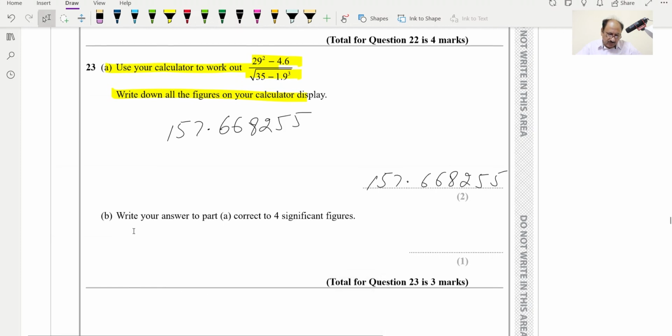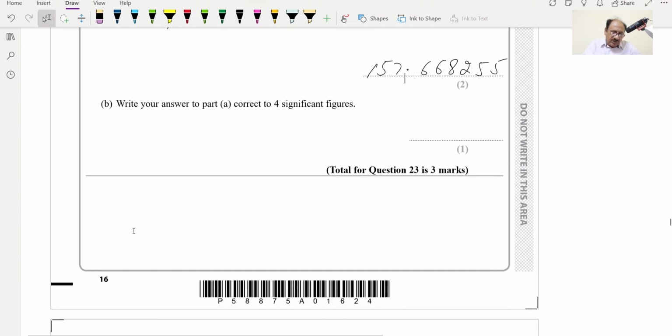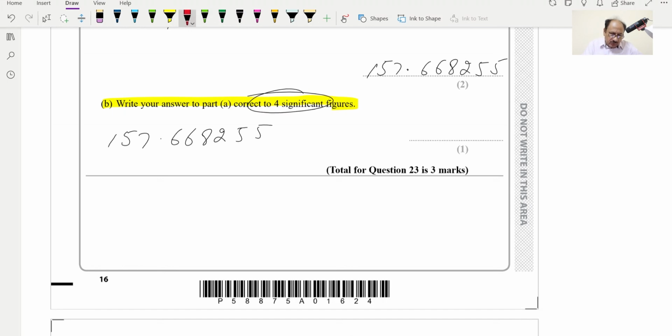Hopefully you understand this. Now write your answer to part A correct to 4 significant figures. So this is the number. If I rewrite the number over here, up to 4 significant figures, 1, 2, 3 and 4, we have to remove from here, and we will check this number is more than 5, so we will add 1 to this 6, and our answer will be 157.7, and this will be a 1 mark question which we have done.